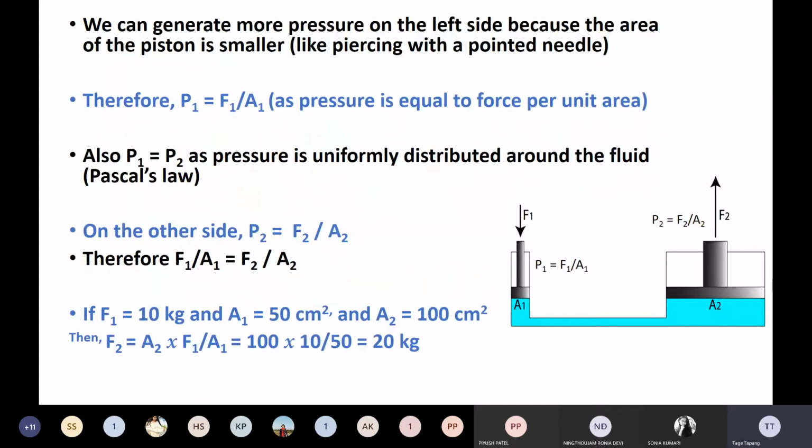If you go to a tire repair shop to repair a tire, the mechanic working there will use a hydraulic jack. They will lift one side of the car easily with minimum effort using the hydraulic jack. So they are using a similar principle. They are applying a small amount of force on one side and the car is lifted on the other side. So this is the basic principle and application of Pascal's law.